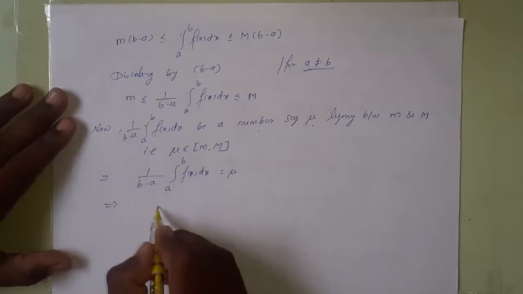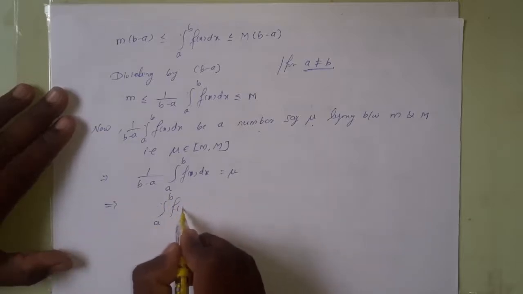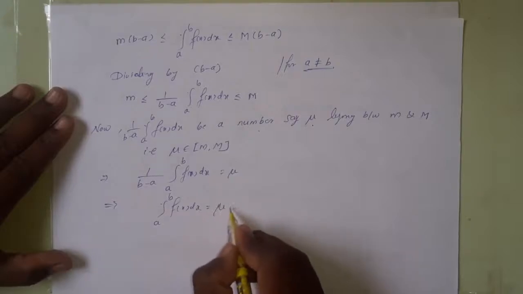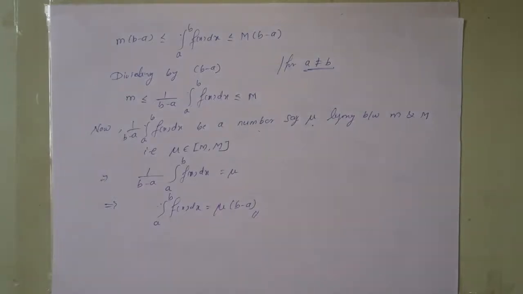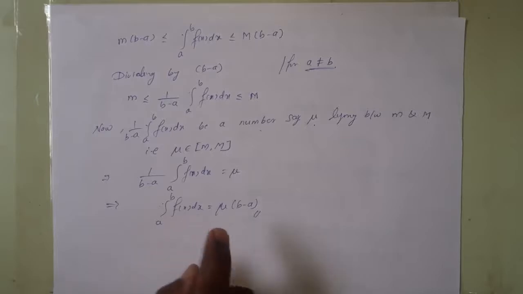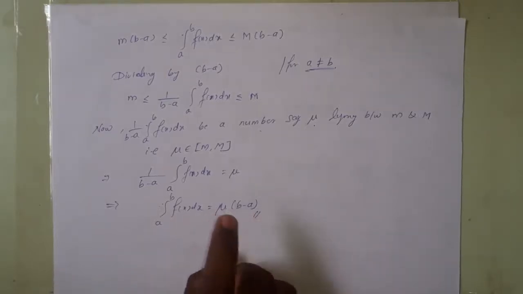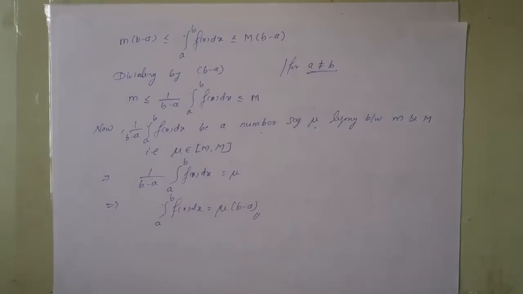Then it becomes the integral over a to b of f(x) dx equal to mu times (b minus a), which is the required proof of the theorem. So in this theorem it is given that f is a Riemann integrable function, and small m and capital M are the infimum and supremum of the function f. Then we need to prove that the integral over a to b of f(x) dx equals mu times (b minus a), where mu is a number in the interval from small m to capital M.